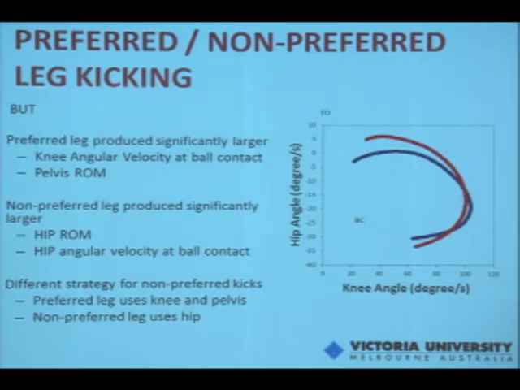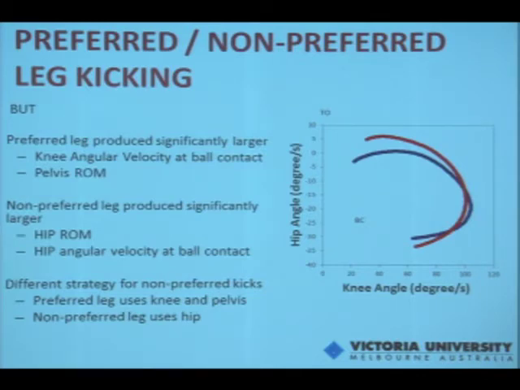So this is a slightly different coordination, if you like, graph. Knee angle, hip angle. So angle graph rather than an angular velocity graph. But you can take away the same sort of message, that similar shapes equal similar coordination, different shapes equals different coordination.